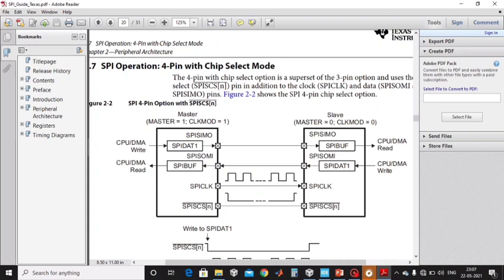Generally, the devices which are compatible with SPI communication support SPI clock up to 50 megahertz, 60 megahertz or 100 megahertz. It depends upon device to device. So it varies from device to device. So this is the SPI clock.